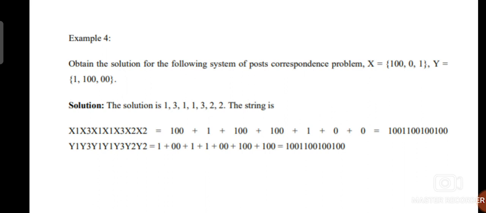So the equalization can be formed with the help of the order 1, 3, 1, 1, 3, 2, 2. So our equivalent strings are X1 X3 X1 X1 X3 X2 X2 equal to Y1 Y3 Y1 Y1 Y3 Y2 Y2, producing the same set of strings from two lists. So we can say these two lists have the post correspondence solution.